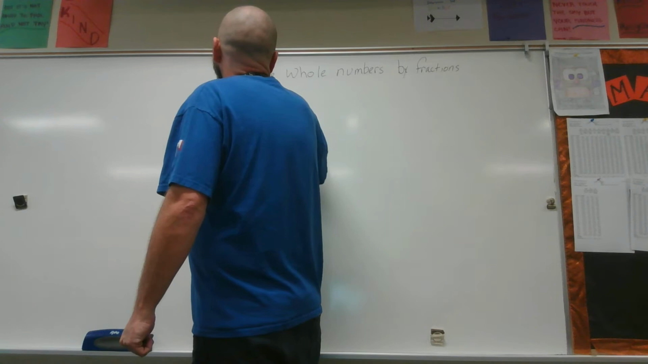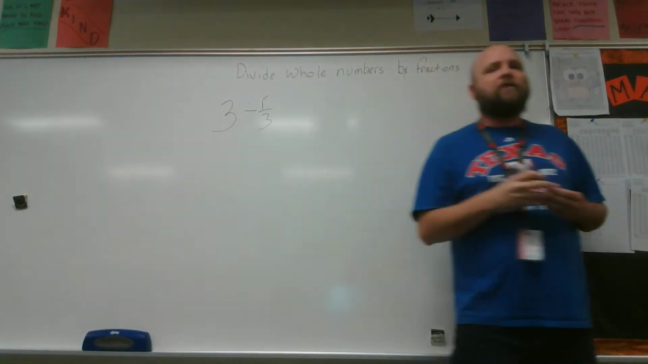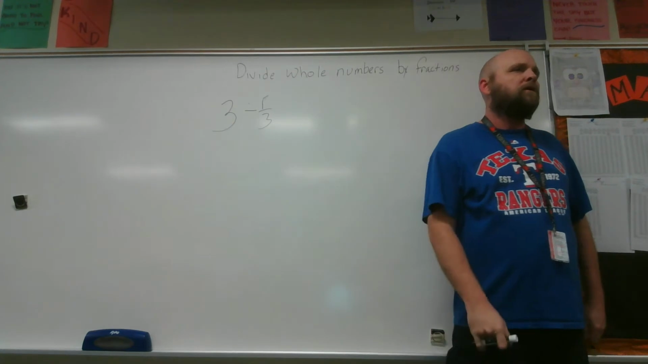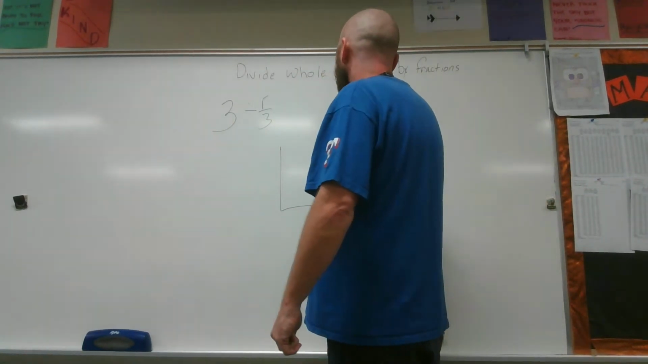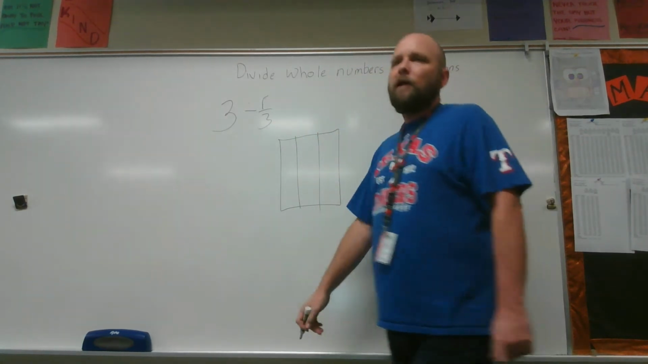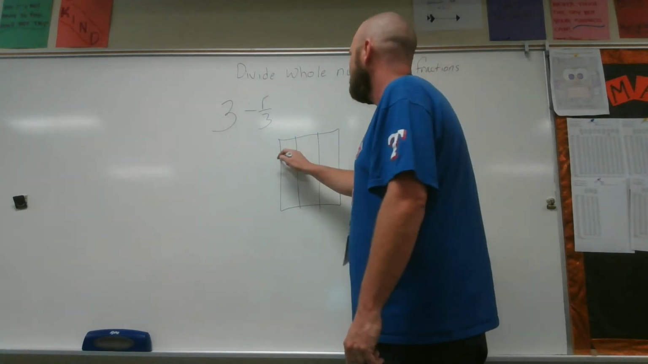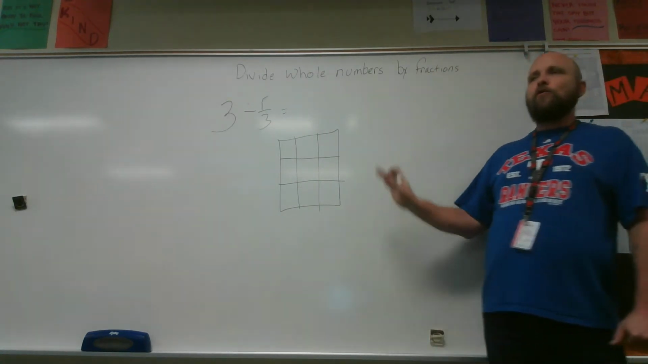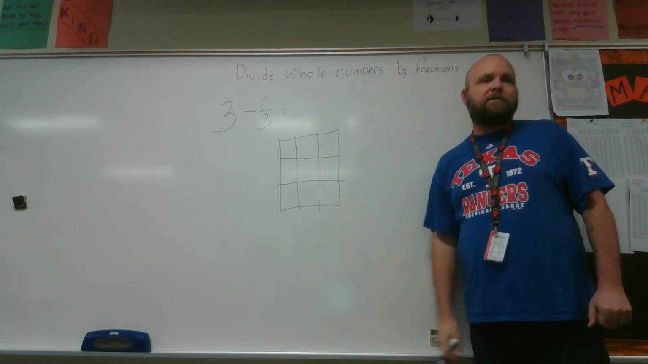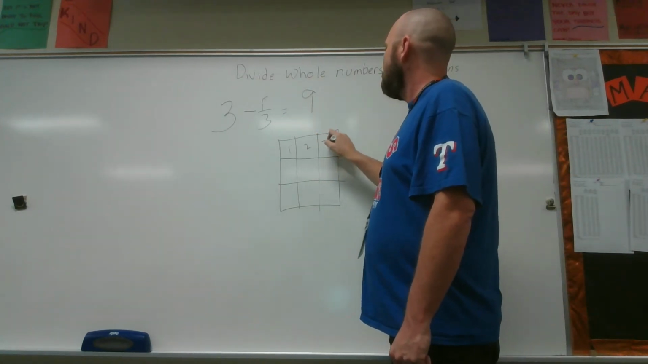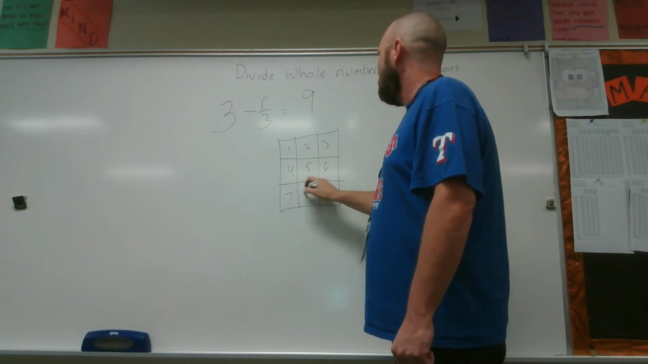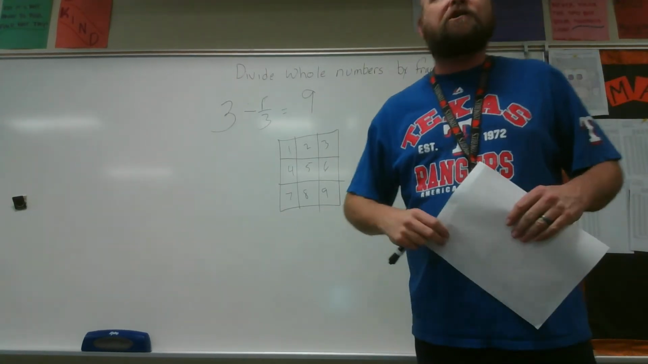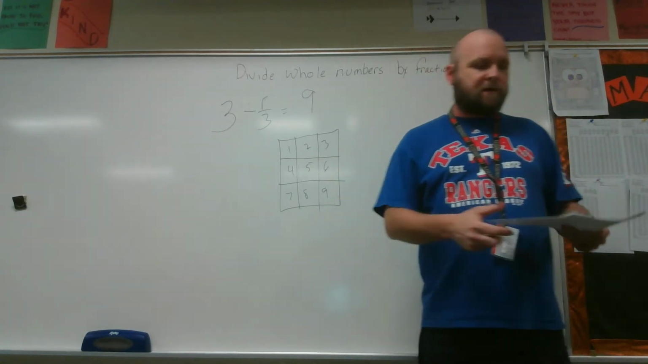Yeah, Alec. 3 divided by 1/3. Again, we have a whole number divided by a unit fraction. Our unit fraction is 1/3. So we need to take 3 wholes, and we need to divide that into thirds. And our answer is going to be how many total pieces we have. So, Kayla, how many total pieces do we have? 9. Okay, 1, 2, 3, 4, 5, 6, 7, 8, 9. Because 3 divided by 1/3 is 9. So, if I divide a whole number by a unit fraction, I'm going to get an answer that is a whole number.